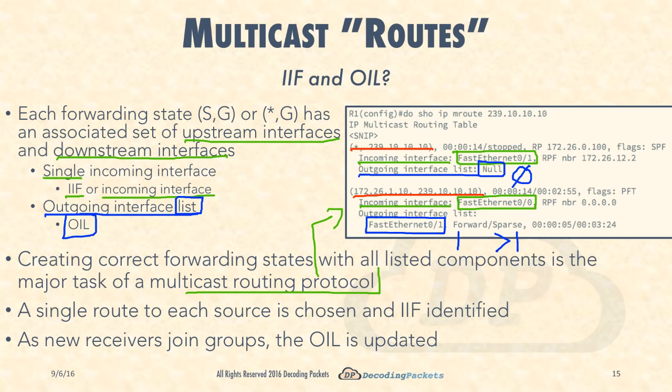Again, it bears repeating that for every single source, group combination, a single route will be chosen. And that's why there is always a single IIF. And this is not up for debate. There's always a single IIF. Now, as new receivers join or leave, the OIL can be updated or downgraded, so it may have 0, it may have 1, it may have greater than 1. So OIL is ever changing, but the IIF is well defined in a stable network.